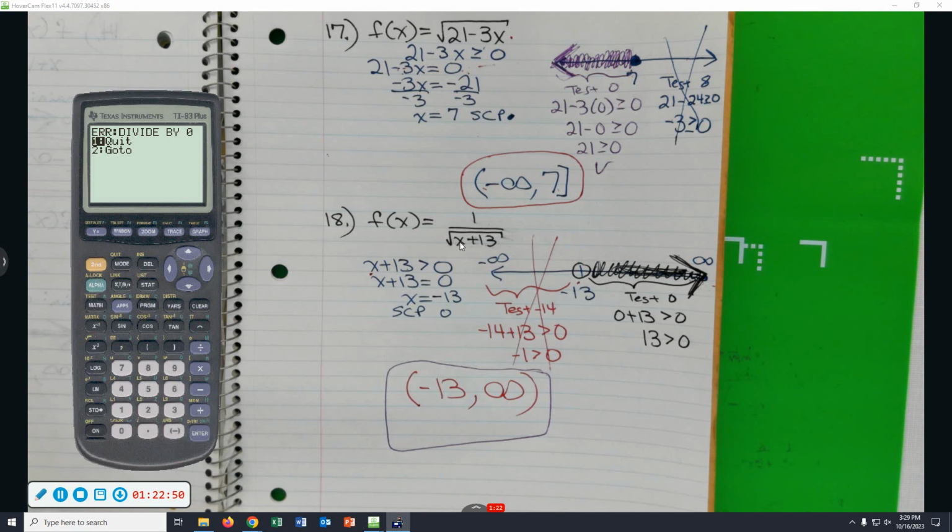If you plug negative 13 in for x, or right here where you tried negative 14, what if we had plugged negative 14 in with my calculator? It would be negative 14 plus 13. We're not going to get a denominator of 0 here. What error are we going to get? Non-real answer. Non-real means imaginary. So what numbers can we plug in? Any number bigger than negative 13. Sorry about that.